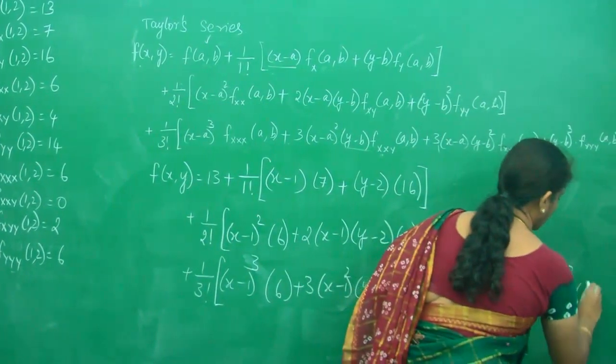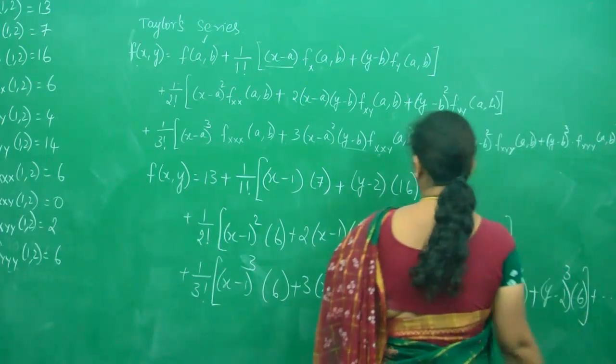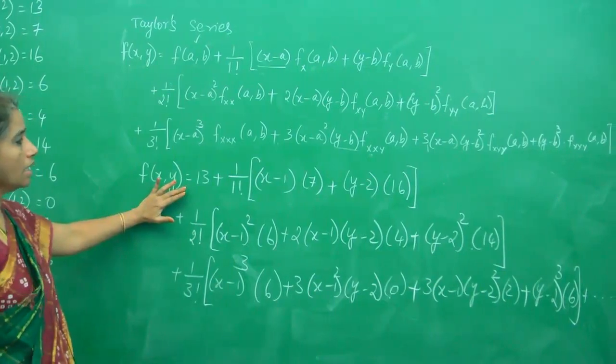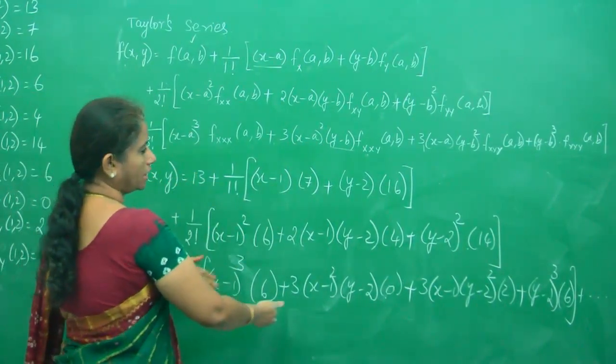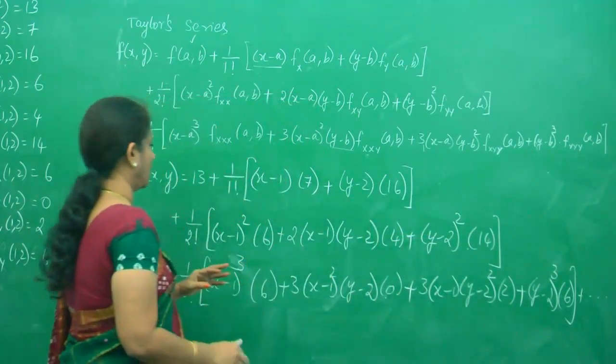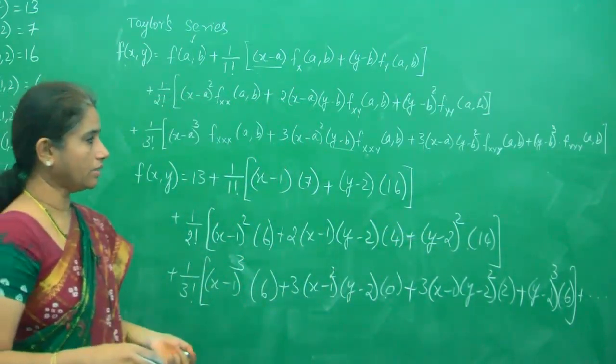Just plug it in there and then put etc. So how we are going to stop it is, just write these terms together, the y minus 2 terms together, and these terms in the middle. So let me write it down.